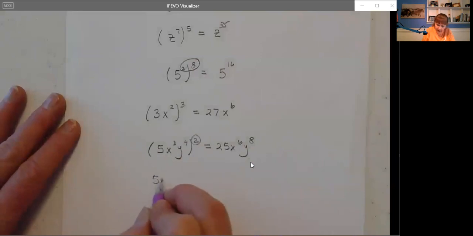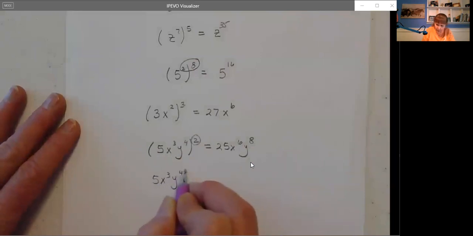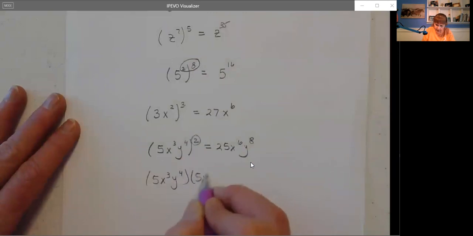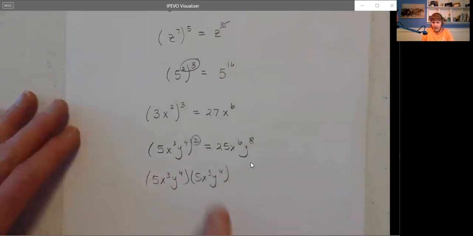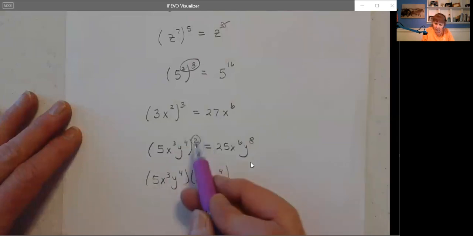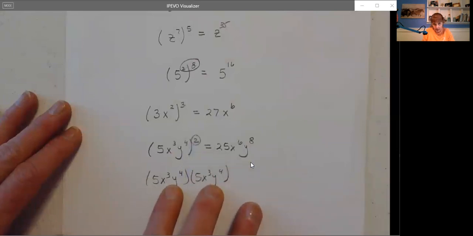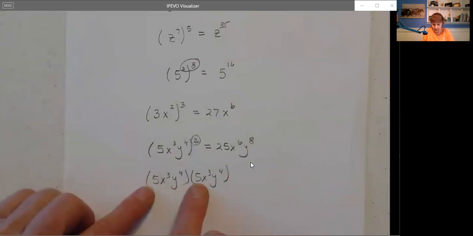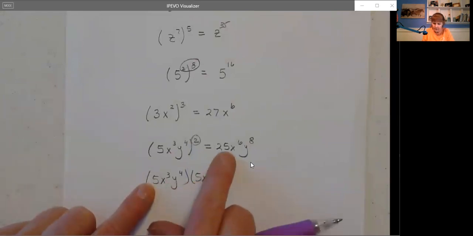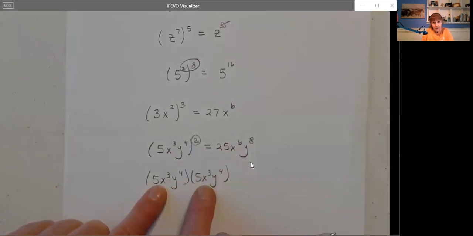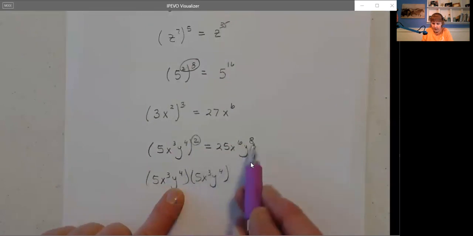So we have 5x cubed y to the 4th times 5x cubed y to the 4th. These two statements mean the same thing. So if you don't want to use the rule of a power to a power, if you wrote them out, you could just multiply the numbers in front. 5 times 5 is 25. And when you're multiplying, you add exponents. X cubed, x cubed, x to the 6th. 3 plus 3 is 6. 4 plus 4 is 8.